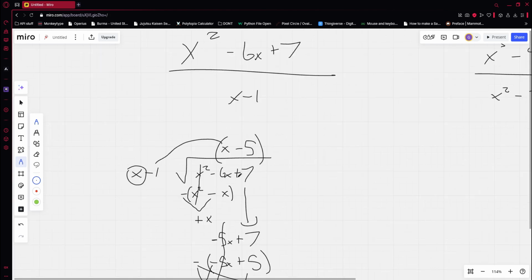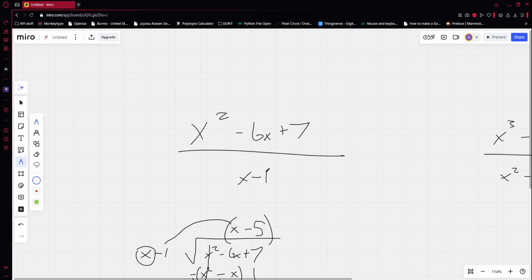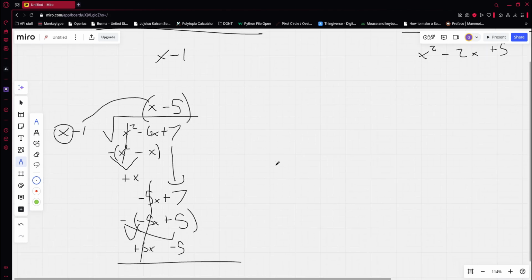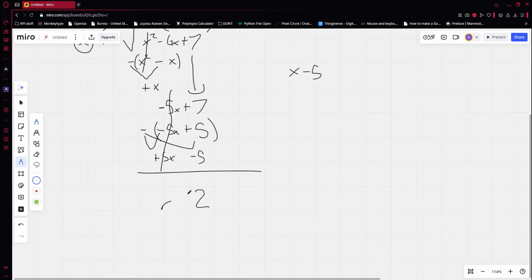So now that we have this, what do we do with it? Well, let's think about what we just did. We just divided x minus 1 from this equation, and our resulting number is x minus 5. This is our answer, if we didn't have a remainder.